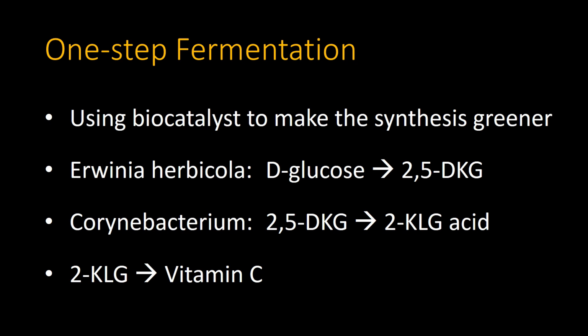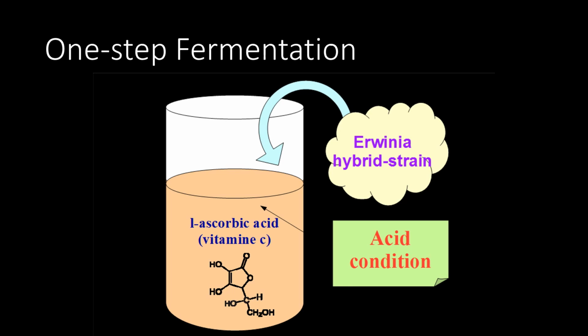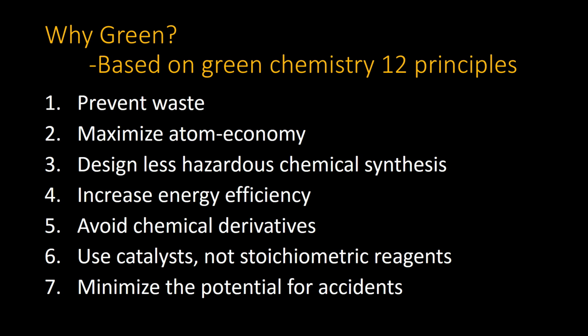But there's a problem. The two bacteria like living in different conditions. They cannot work in the same reaction tank, so scientists transfer the genetic information to express the enzyme 2,5-DKG reductase from Corynebacterium into the genome of the Erwinia. Then, the artificial Erwinia hybrid strain can directly transfer D-glucose into vitamin C in only one step. Cool, but why is the one-step fermentation process considered green?